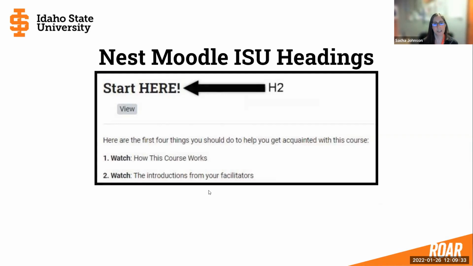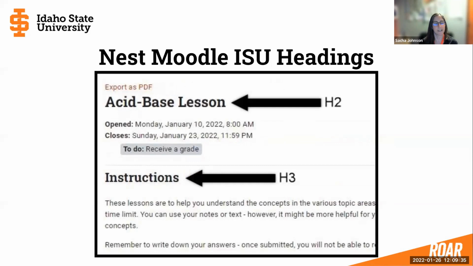And the last example here is lesson title and the lesson content page title. So the lesson title here is acid-base lesson, and that's always going to be a level 2 heading. And then the instructions would be a content page within the lesson, and it's going to start with a level 3 heading. So the top level of each page you create or question page you create in a lesson is going to start with a heading 4, which is the medium.